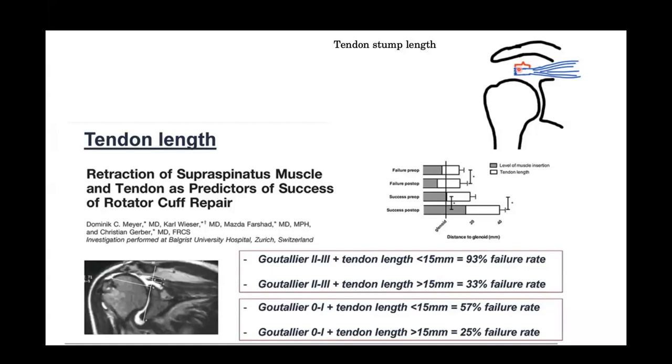Similarly, in lower stages of the Goutallier classification also, when there is a tendon length of less than 15 mm, there is a 57% failure rate. There is a significant difference in the same grades of fatty infiltration, with the only difference being the tendon stump length. So that is a significant marker. So this also has to be calculated and kept in mind always.